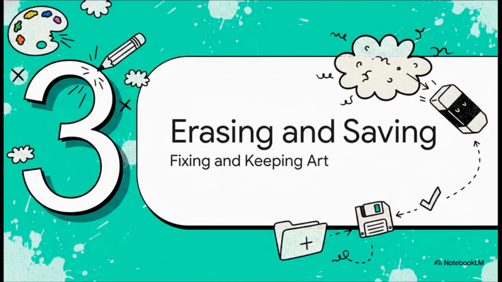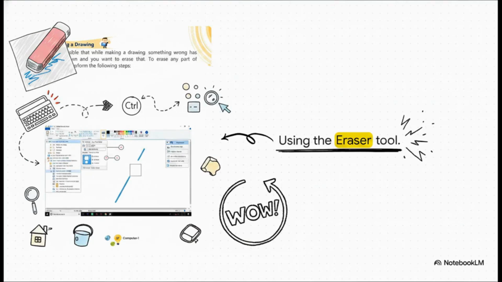All right, Section 3, Erasing and Saving Art. Hey, we all make mistakes, and if something wrong gets drawn, we need to know how to erase it. Step 1. From the Tools group, select the Eraser tool. Step 2. Select the size of the eraser by clicking on the Size button. Step 3. Click and drag your mouse pointer over whatever you want to wipe out.